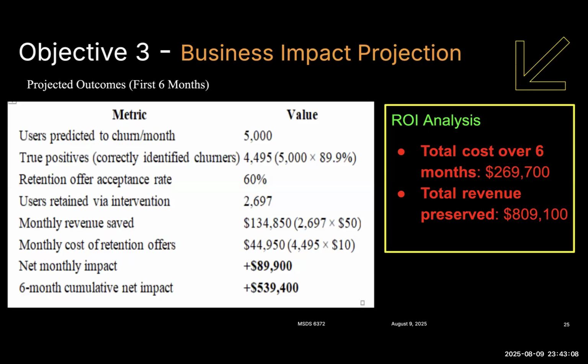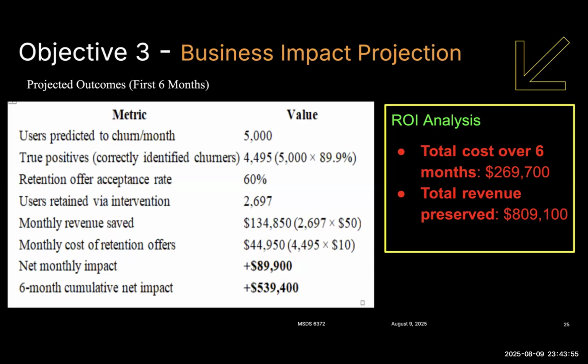But the cost to reach out to them is to reach out to the entire number. So the entire number is 4,495. And if you multiply that with $10 per user, it amounts to 44,950. So our monthly extra money intake, the impact we believe Step AIC will have on our business, is 89,900. If you look at that cumulatively in 6 months' time, it will be 539,400. Isn't that great? Just on 5,000 customers alone. So if we can increase our churn rate to about 20 or 30%, this number will be going into millions.